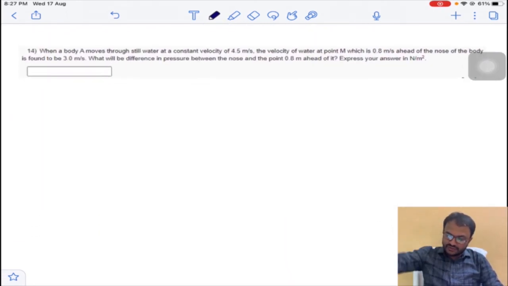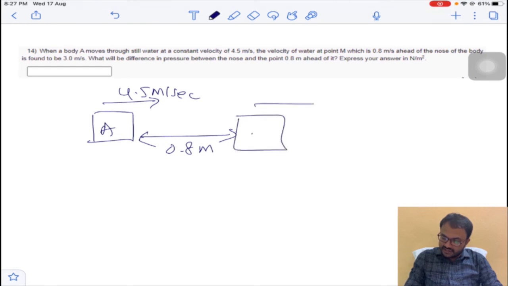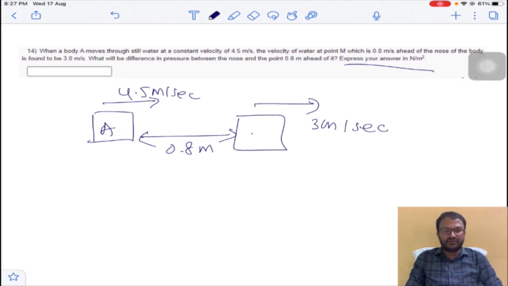When a body moves through still water at a constant velocity of 4.5 meter per second, I am taking the body as A. The velocity of water at a point M, which is 0.8 meters ahead of the nose of the body, is 3 meter per second. What is the difference of pressure between the nose and the point 0.8 meters ahead? Express it in Newton per meter square.